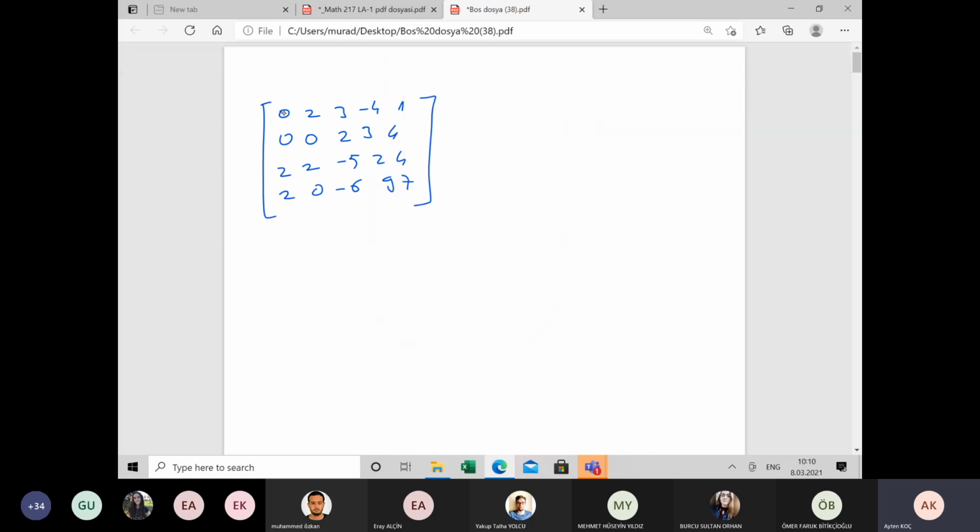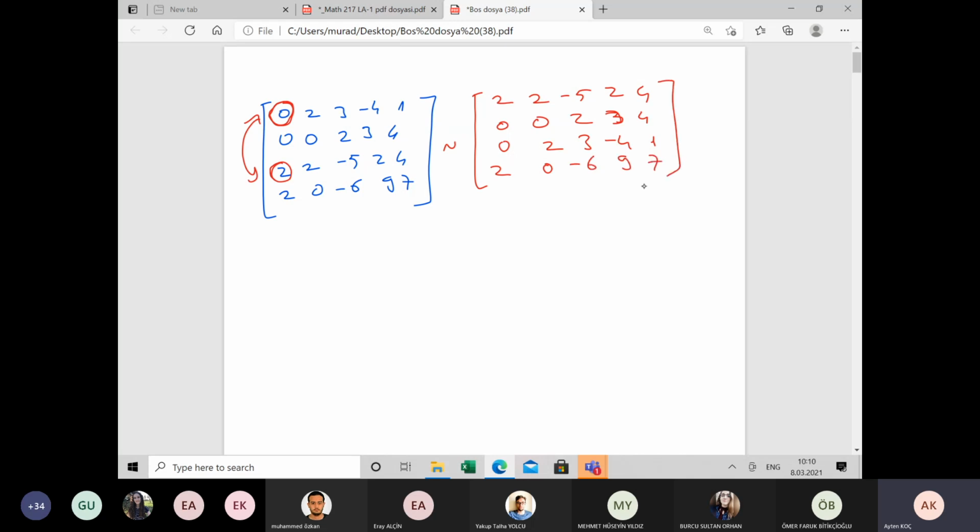Use a different color. Our aim is to get a non-zero entry here. How to get a non-zero entry? Look at this one, a non-zero entry. So interchange the first and third row. It is row equivalent to 2, 2, minus 5, 2, 4. The second one is the same, 0, 0, 2, 3, 4. The first row will be the third row, 0, 2, 3, minus 4, 1. And the last one is the same, 0, minus 6, and this one.